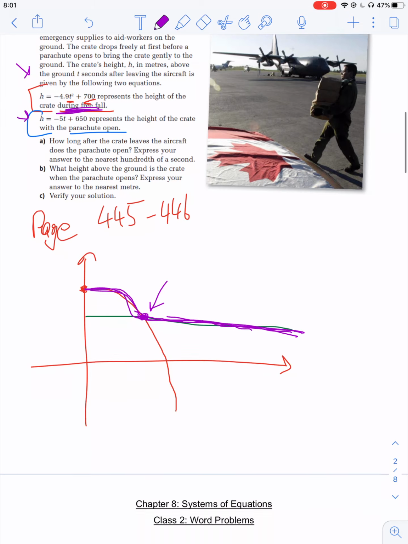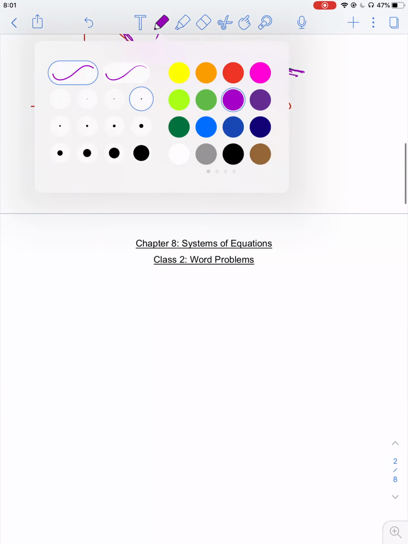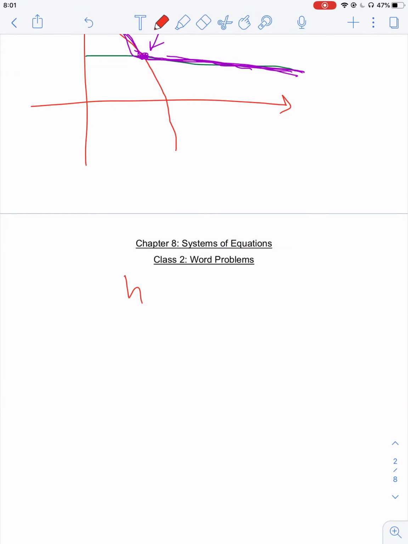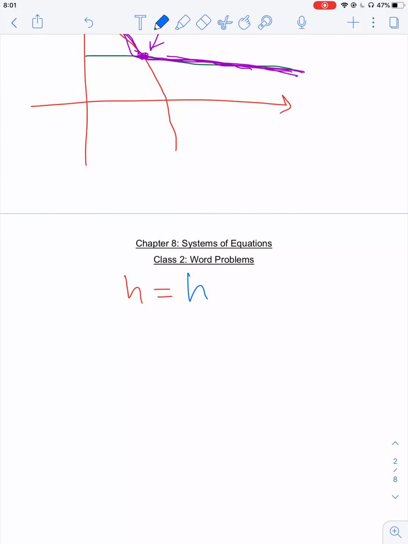So I would go with a comparison. I know that, let me just do this down here, h in red should equal the h in blue. So the h in blue, what do I mean by that?